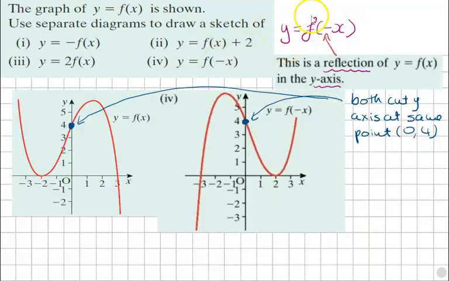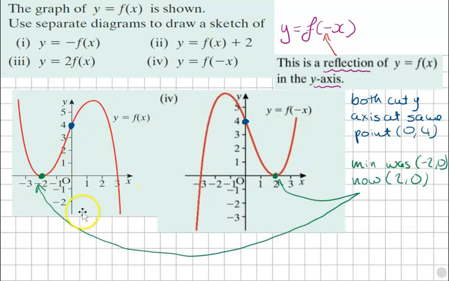And then we have y is equal to f of minus x. So this time the minus is inside the brackets instead of at the front. So this is a reflection of y is equal to f of x in the y-axis this time. So an important point to look at is 0, 4 on our original function. This is where it cuts the y-axis. And notice that it still cuts the y-axis at 0, 4 in our reflection. So that's important to note, that it cuts the y-axis at the same point.